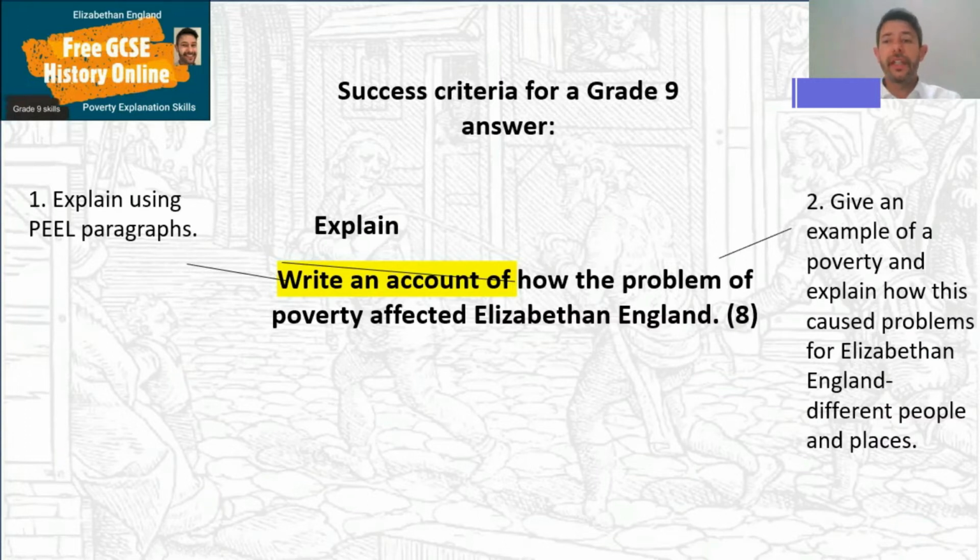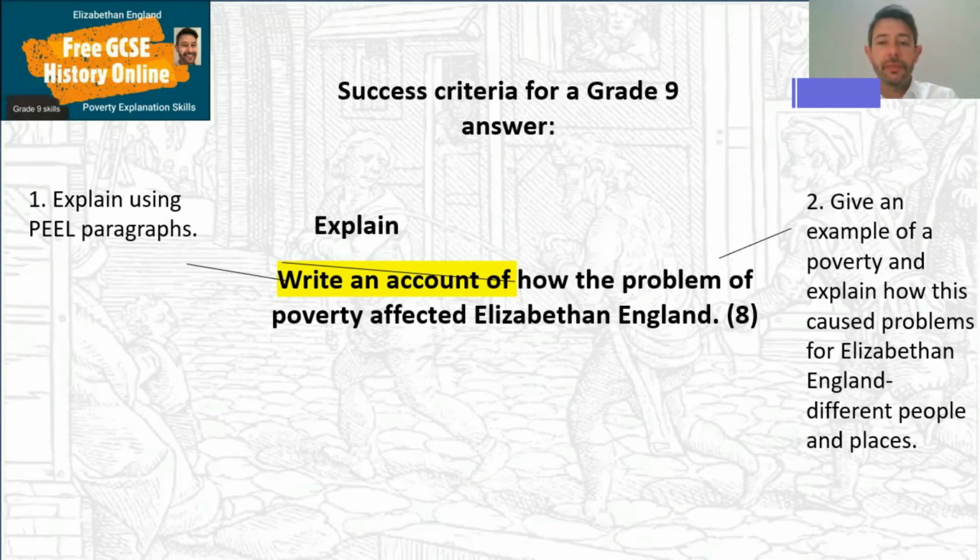So we're going to set out an argument, making a point. We're then going to give an example of poverty to support that. And then we're going to explain the consequences for Elizabethan England. That's what it's asking us to do. Explain how the problem of poverty affects Elizabethan England. So we need a problem of poverty example, but then we need the consequences for Elizabethan England explained. That's why it says write a narrative, because you've got event and consequences, and you'd have that in a story idea. But we're going to do it in more of an argument in a PEEL paragraph.